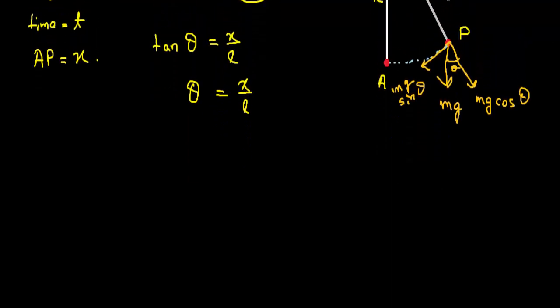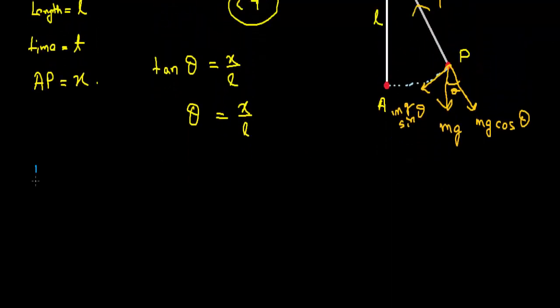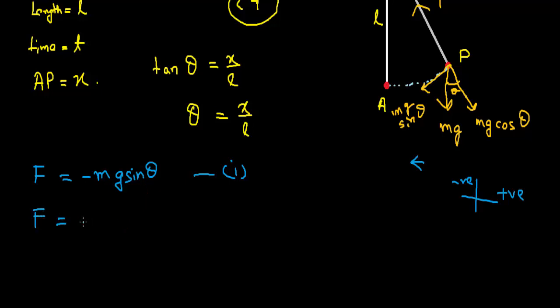Now let us move to the next step. The only force that is acting, and since this side is positive of the coordinate and this is negative, F equals minus mg sin theta, because it is acting in this direction. We consider this as equation 1. For small theta, sin theta can be replaced by theta, so this becomes minus mg theta.